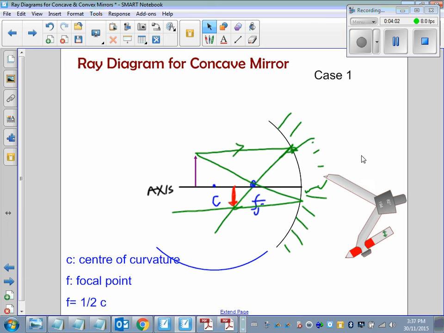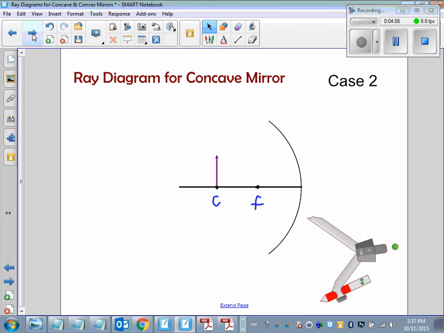Okay, so the first case is when the object is just outside the center of curvature. Now we're going to move on to the second case, and we will find that we can use a lot of the similar rays to discuss what's going to happen. So if the object is actually on the center of curvature, again, we're going to start by doing the parallel ray and then through the focal point.